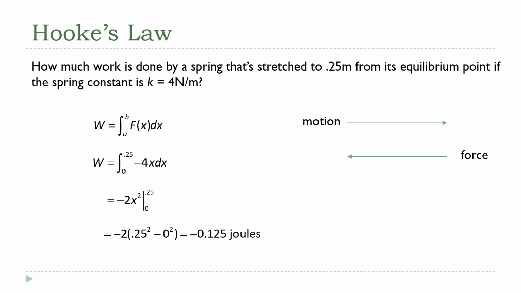The spring is being stretched. So if you visualize it being lined up with the motion line here, it's being pulled to the right, but the spring is exerting a force in the other direction because the spring is always trying to go back to equilibrium. So because the two are going in opposite directions, the work should come out negative.